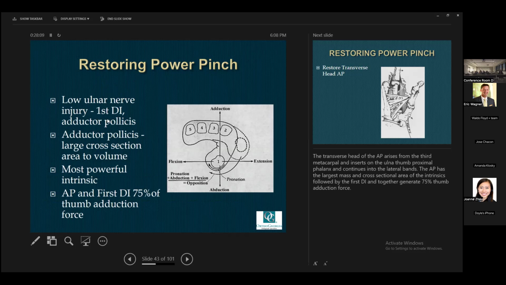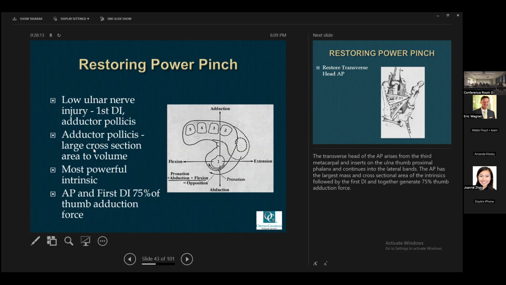So with paralysis of the first DI and adductor, the adductor has the largest of the intrinsics cross-sectional area to volume, is the most powerful intrinsic. And these two muscles together are 75% of the thumb adduction force. So what's the other 25%? Thumb adduction. Extensor pollicis longus.